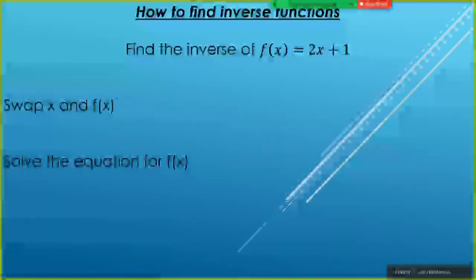Okay, so how to find inverse functions. And then I have here, find the inverse of f of x equals 2x plus 1. That's the same equation we were just working with. Now below and on the left, here's our steps. So go ahead and write these down. Step 1 is to swap x and f of x, meaning we're going to change places in the equation.